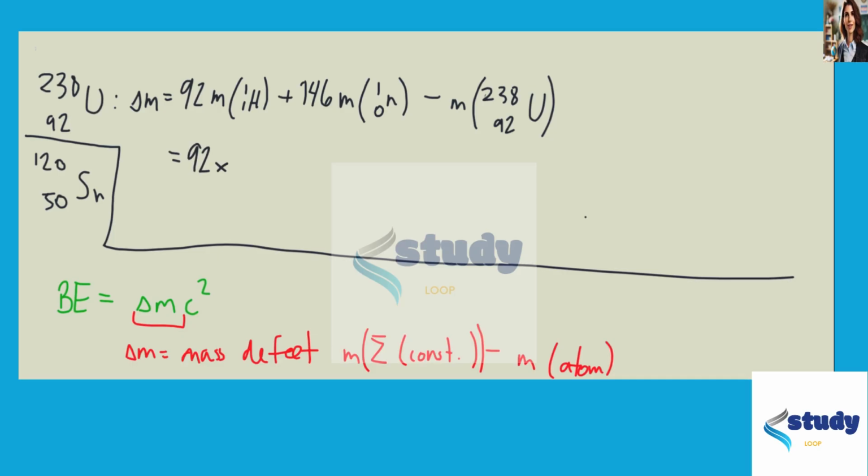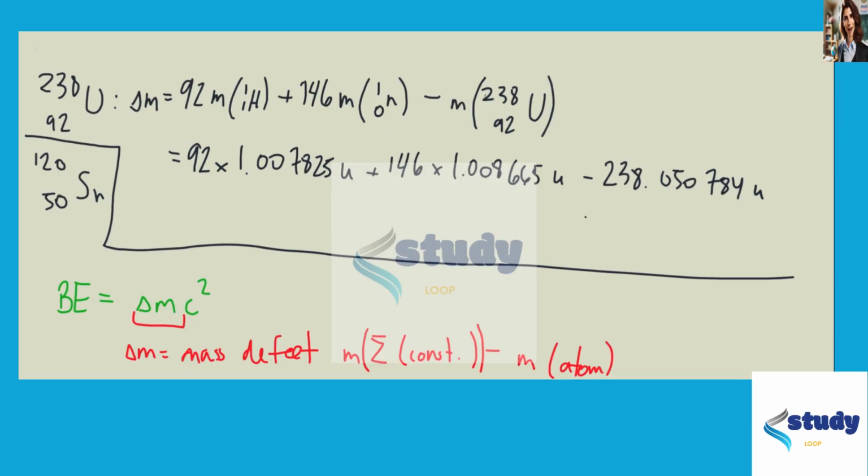So that would be 92 times 1.007825 atomic mass units, which is the mass of a hydrogen atom, plus 146 times the mass of a neutron, 1.008665 atomic mass units. And then minus 238.050784 atomic mass units, which you can find in the table at the end of the manual. Now, this sums up to 1.934206 atomic mass units.